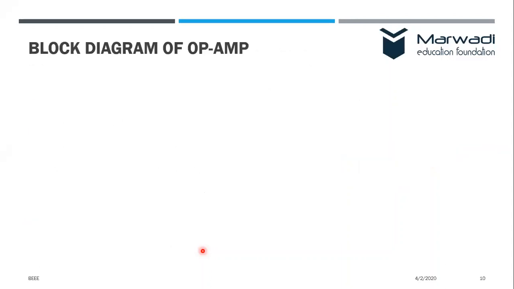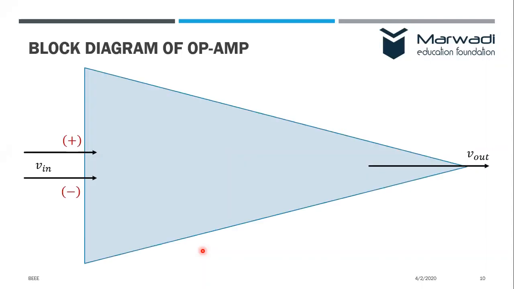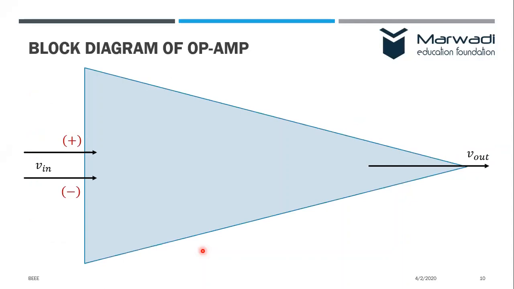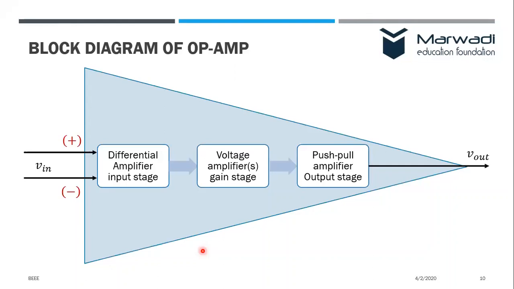Fine. Now the block diagram of the operational amplifier. It is again a device like this, and what is inside this device or integrated circuit? We have three stages. The very first is called the differential amplifier input stage. The output of this is given to the voltage amplifier, the voltage amplifier gain stage. And then we have a push pull amplifier output stage.